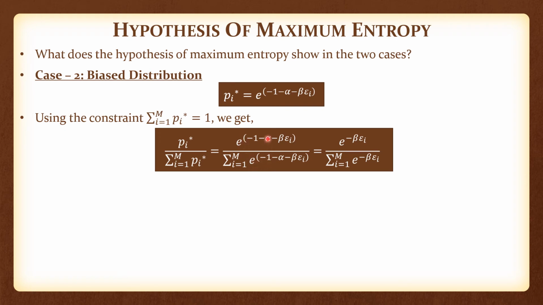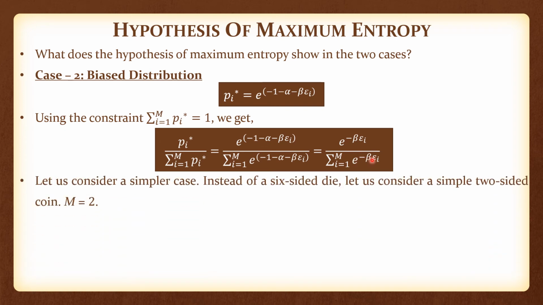And I notice that e power minus 1 minus alpha is a constant, so I can take that out and they will get cancelled. So my pi star is simply this. I've eliminated my alpha. I now have e power minus beta epsilon I divided by the sum of all the e power minus beta epsilon I.